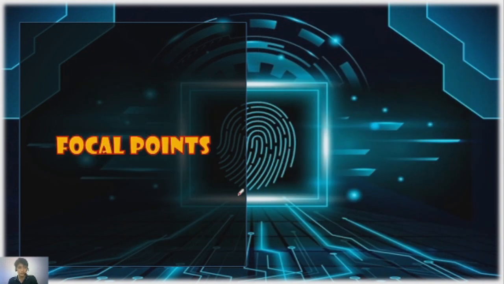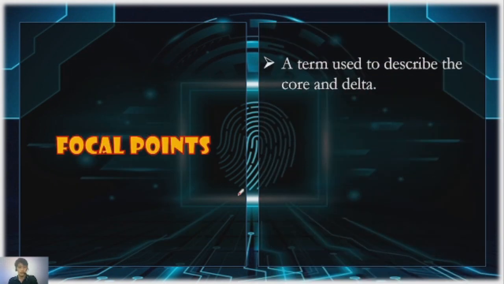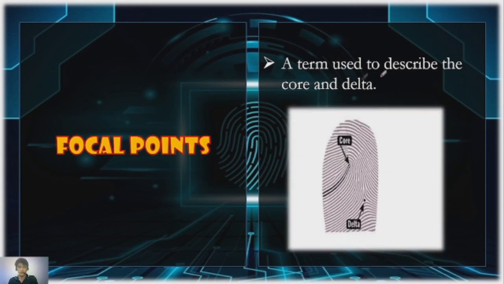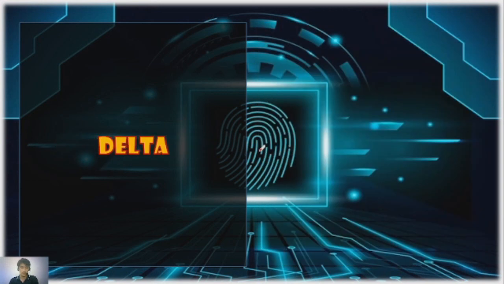Now we have here the focal points. When we say focal points, we are referring to the core and delta. These are considered to be the most important things that we should be able to locate when it comes to ridge counting and ridge tracing of whirls, and ridge counting of loops later on.